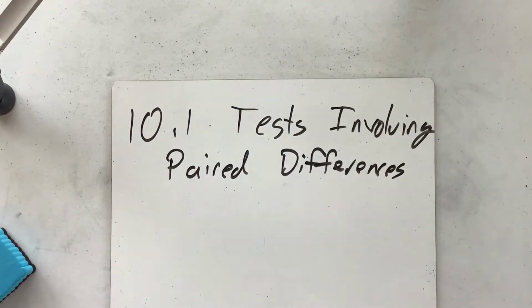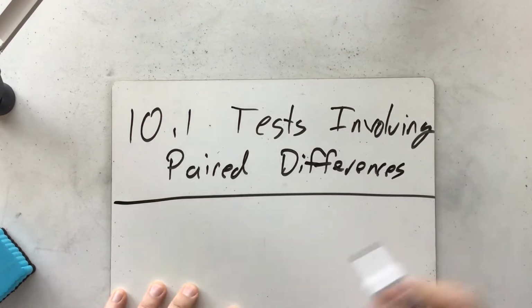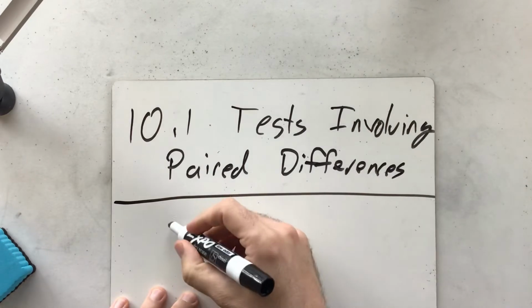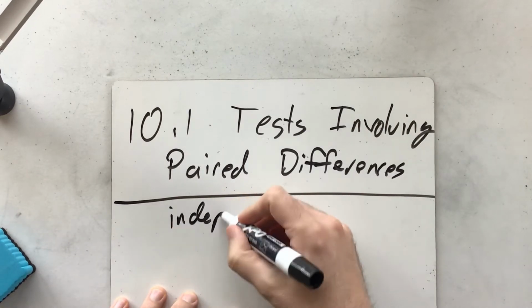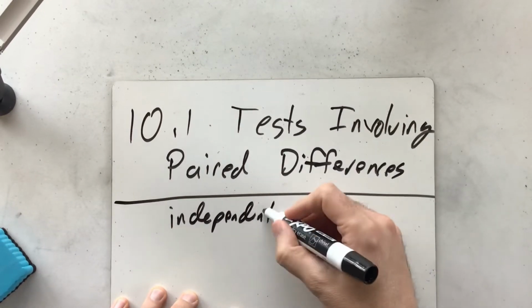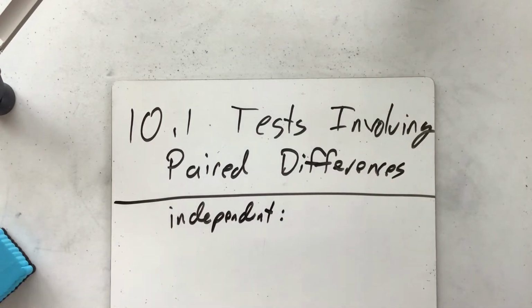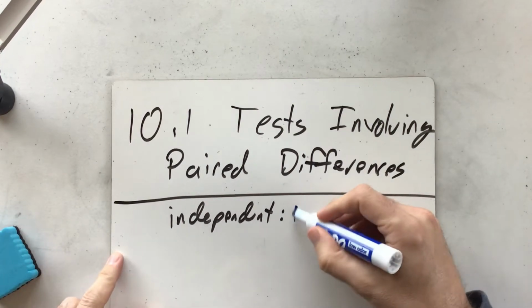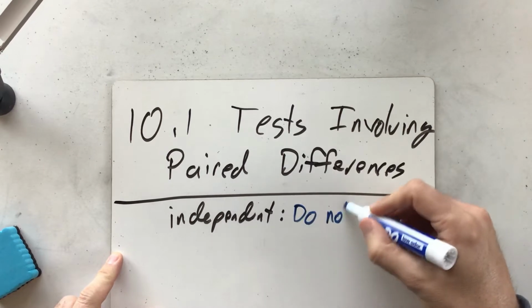Well, there are two ways of creating your two groups to make comparisons. One way is what we call independent samples. And you might be able to guess what we mean by independent. That word is kind of what it sounds like. Things that are independent don't impact each other. So independent samples do not influence each other's results.